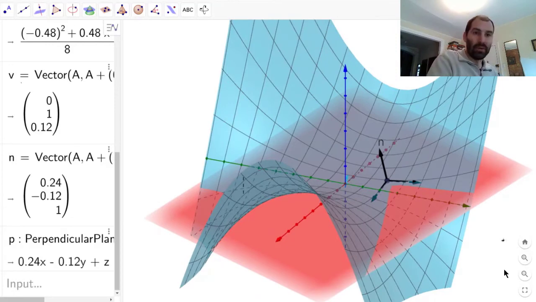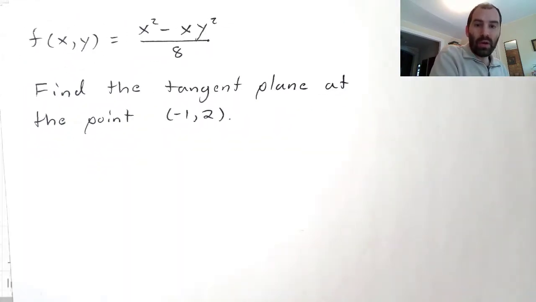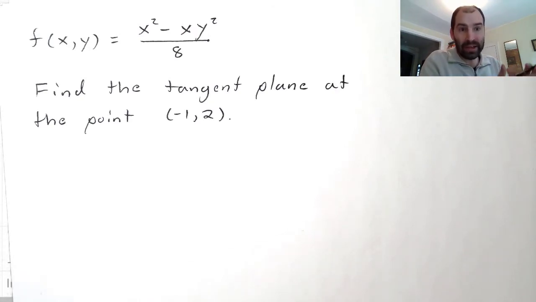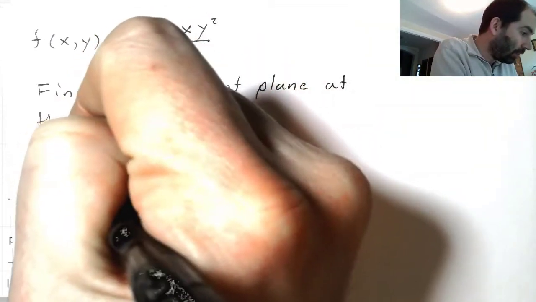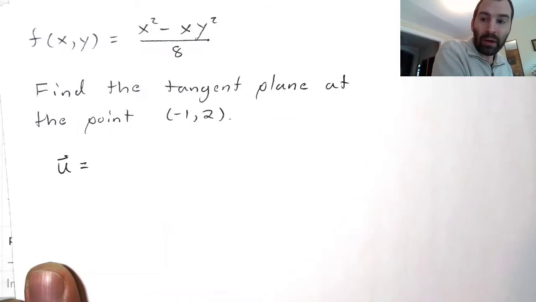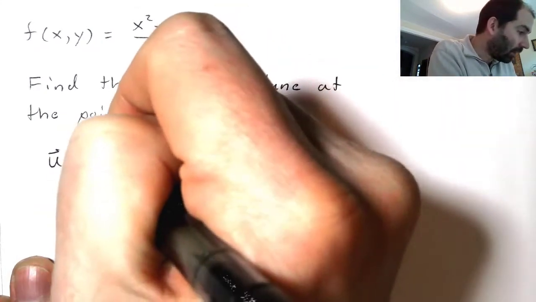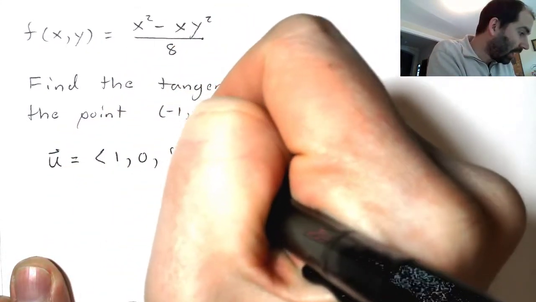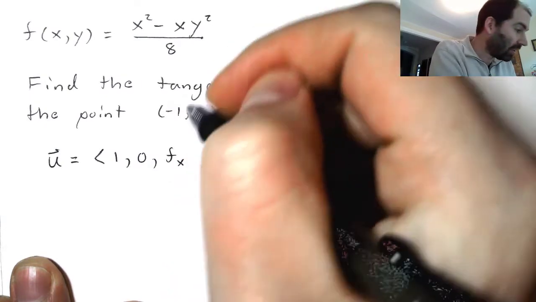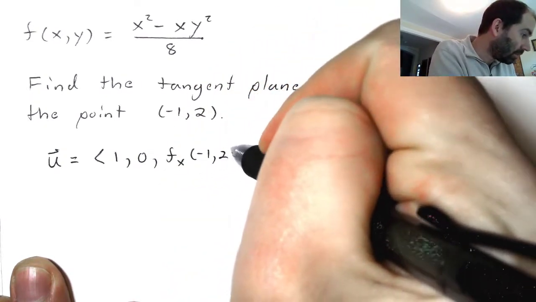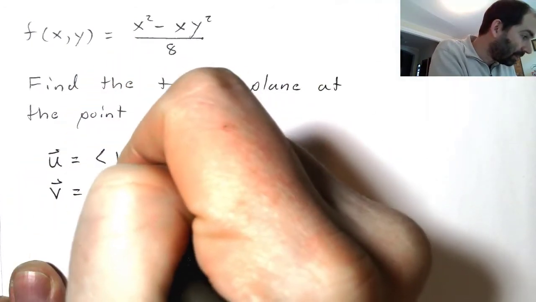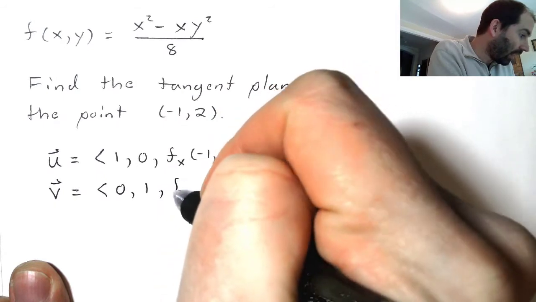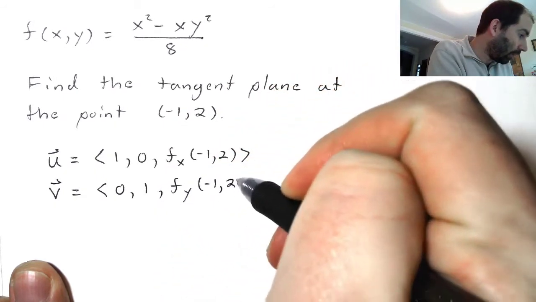All right, so what we did is we took the cross product of those two vectors, the vector in the x direction and the vector in the y direction. So the vector in the x direction, let's just call it u. And remember how that was defined. That was 1, 0, and then the x derivative of the function at this point. And then the vector in the y direction, let's call that v, was 0, 1, and then the y derivative at that point.